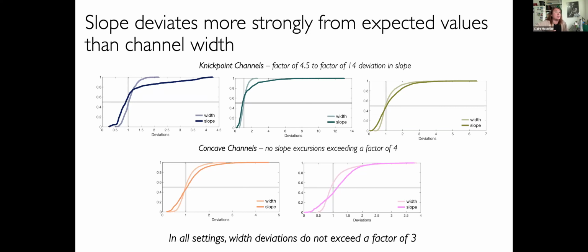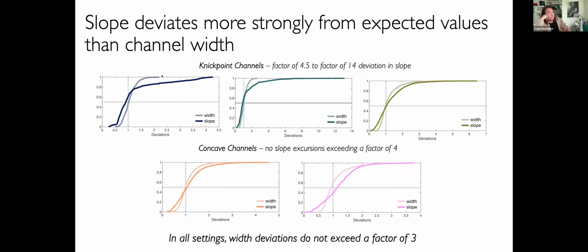In our concave channels, we see that the slope excursions are a bit more muted, and we see no slope excursions exceeding a factor of 4. In all of our settings, though, width is the less sensitive variable, and our width deviations tend to not exceed a factor of 3. And so while our slope can be quite variable, this suggests that our channel is not only responding to those slope deviations by adjusting its width, but may be able to adjust some other things, or accommodate those deviations through other adjustments like grain size, things like that.